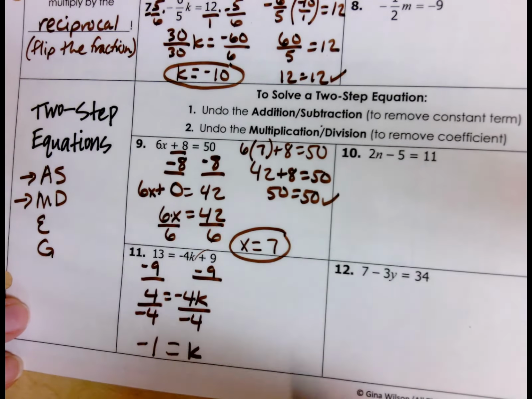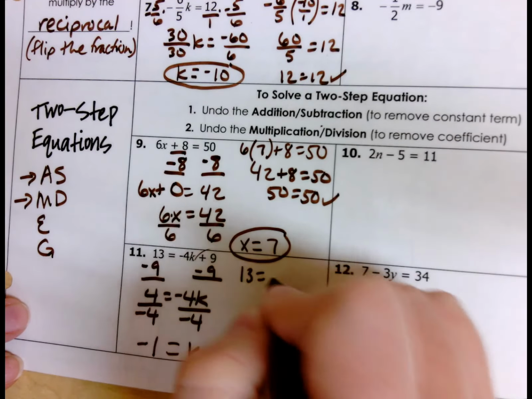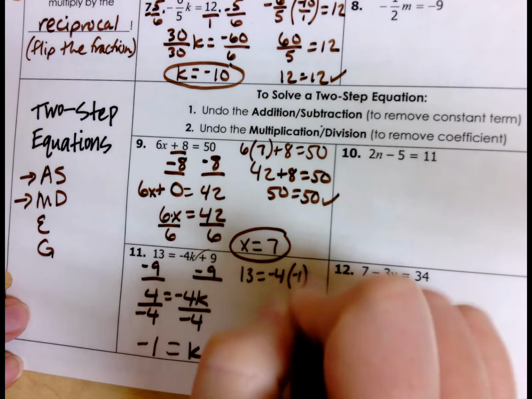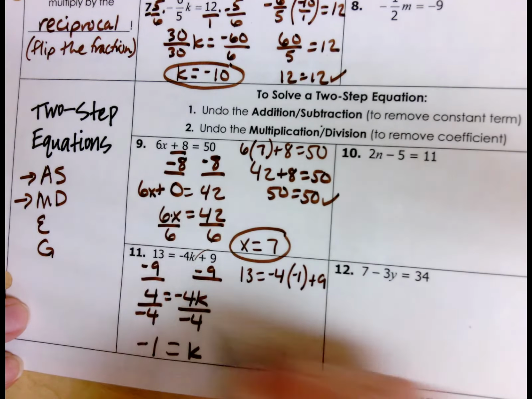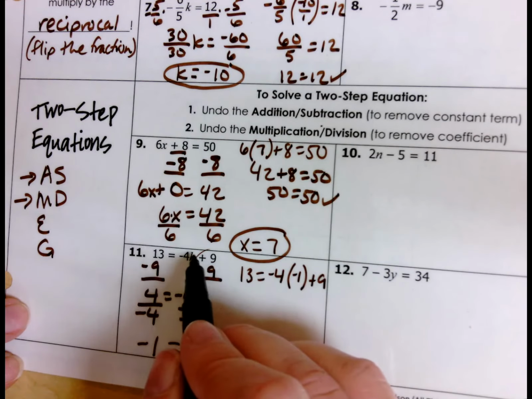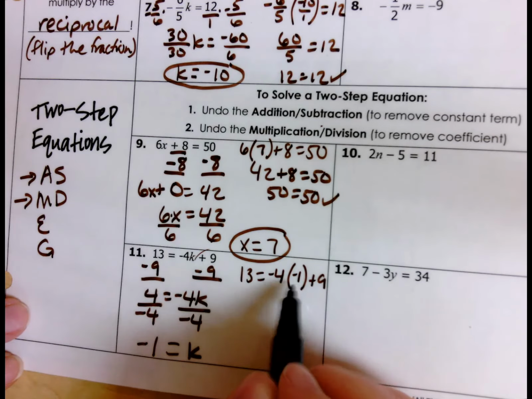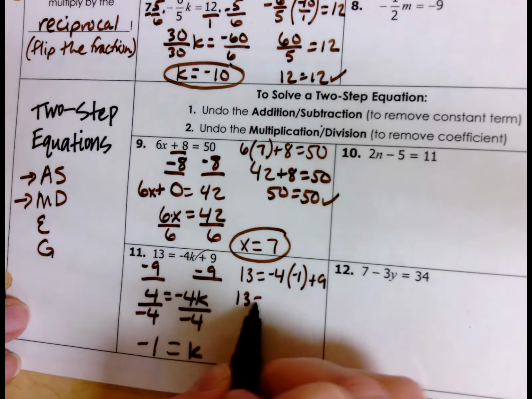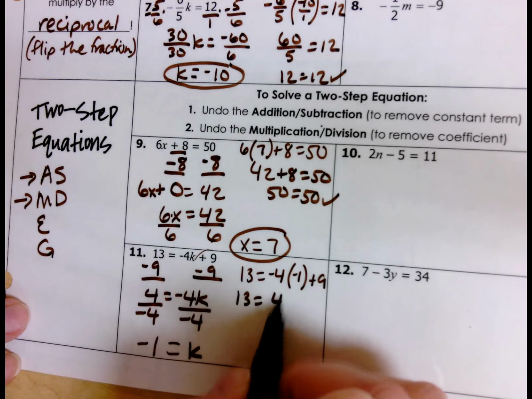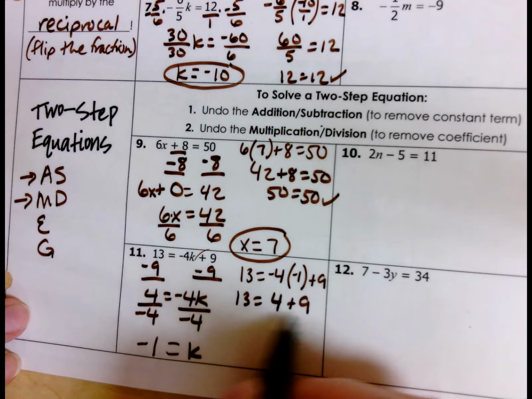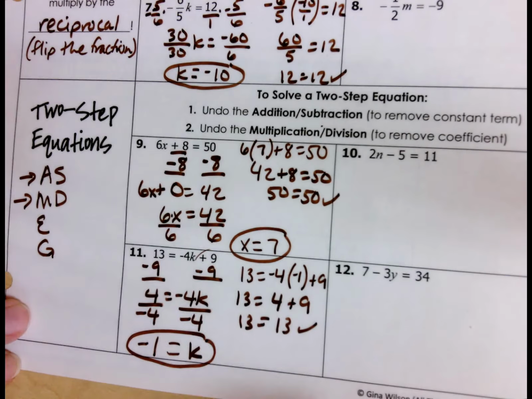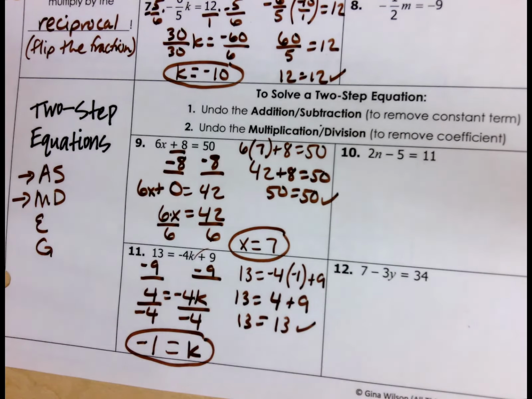So we want to check ourselves. 13 is equal to negative 4 multiplied by negative 1 plus 9. Remember, all I did was take that k value and plug in the value of it, negative 1, into that place. And now I'm going to simplify. Negative 4 times negative 1 is positive 4. Add 9: 9 and 4 is 13. So that works, and that is the correct value of k.